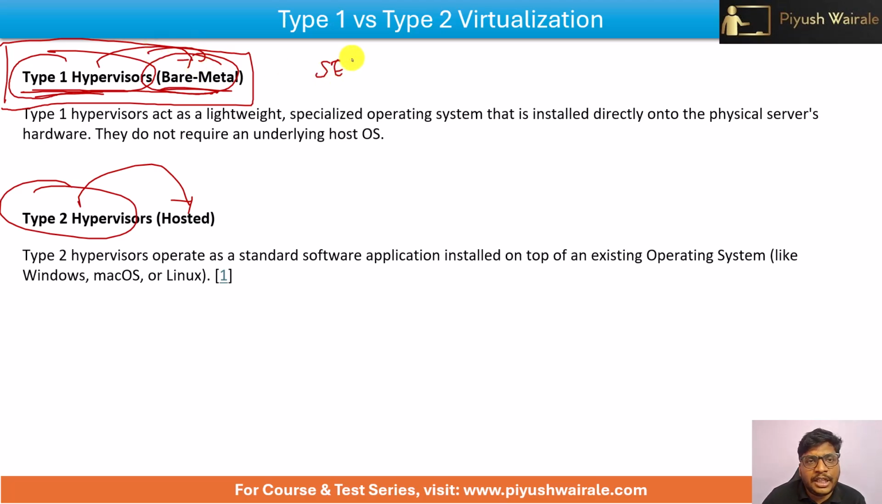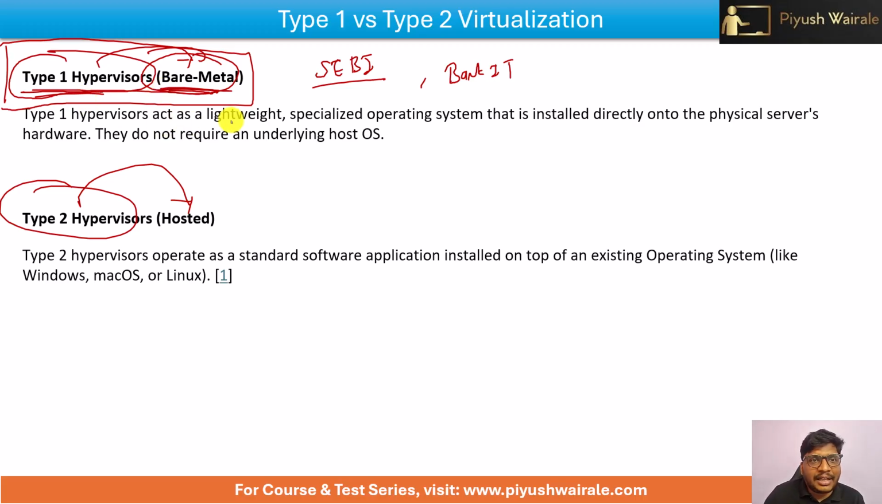In the case of SBI IT Officer examination, there was one question based on the type 1 hypervisor. In one of the bank IT Officer examinations, there was also a question based on the type 1 hypervisor. In that case, the keyword is bare metal. Remember this one: type 1 hypervisor, bare metal. Type 2 hypervisor, hosted. Okay.